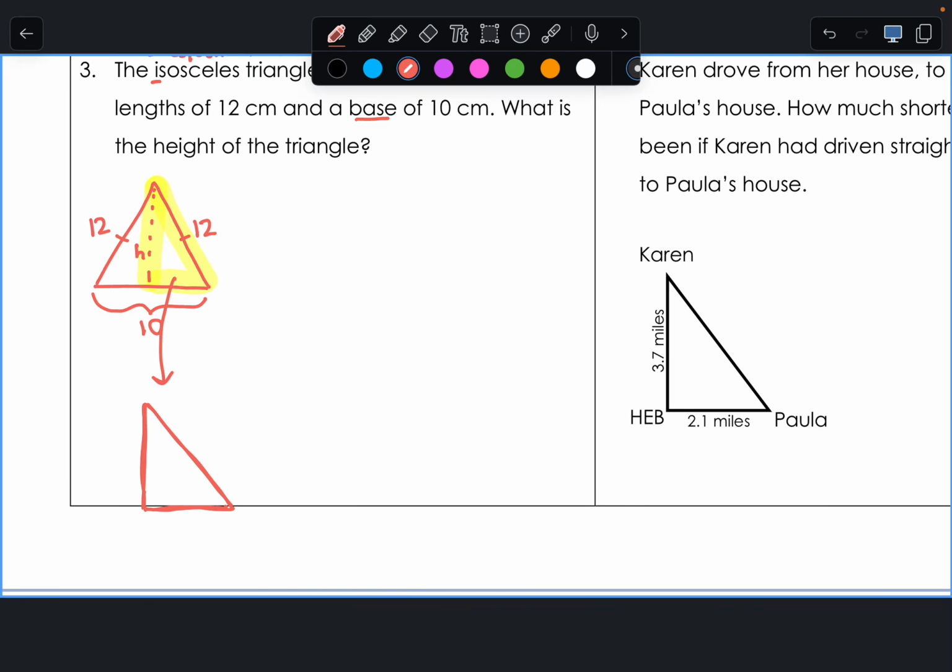Okay? So which one would be my side C? The 12. Now, be careful. The whole base is 10. So what is the base of the right triangle? 5, because it's split in half. So we're looking for A again. That looks like a Z. Hold on.